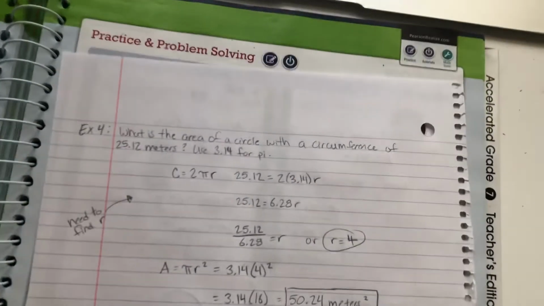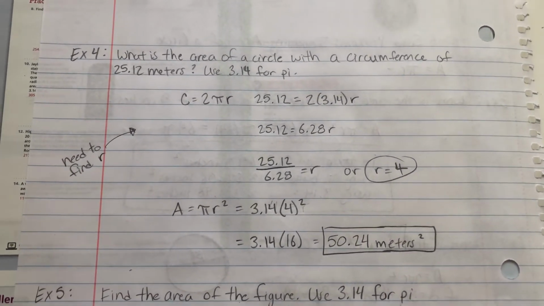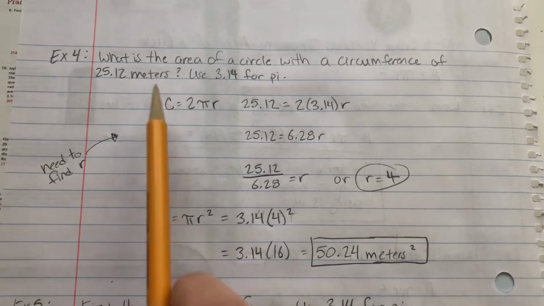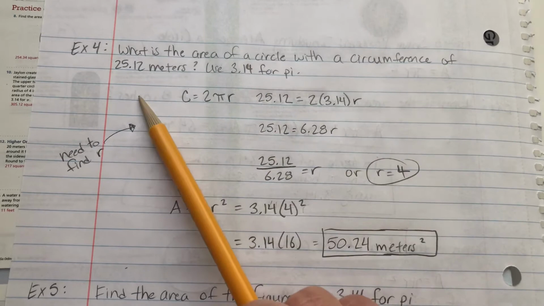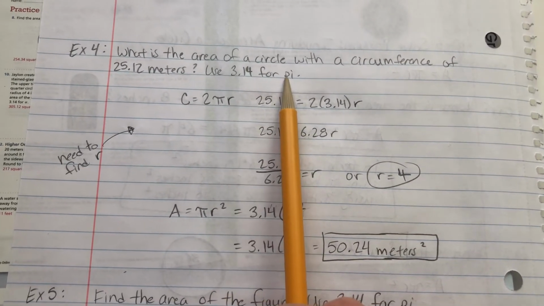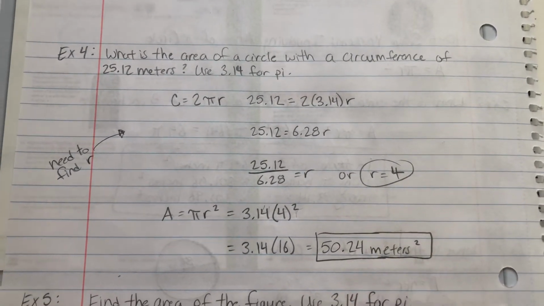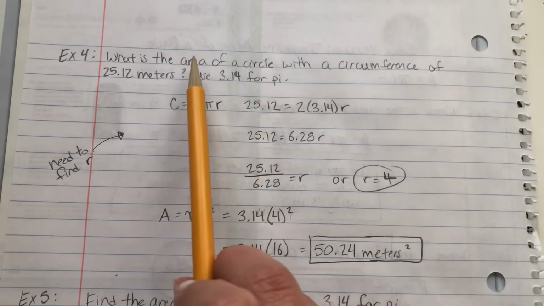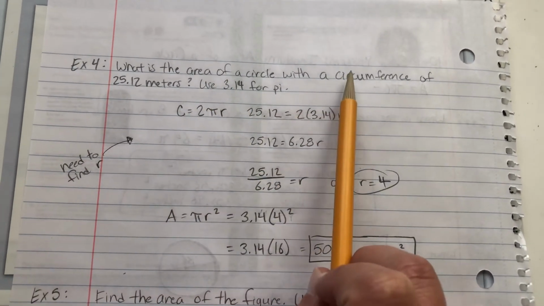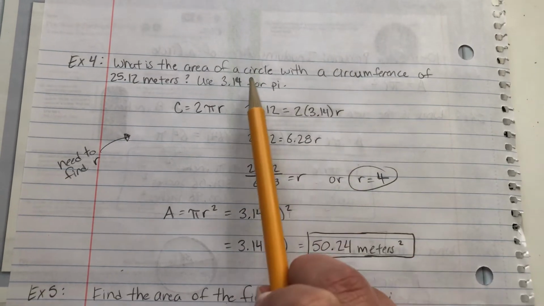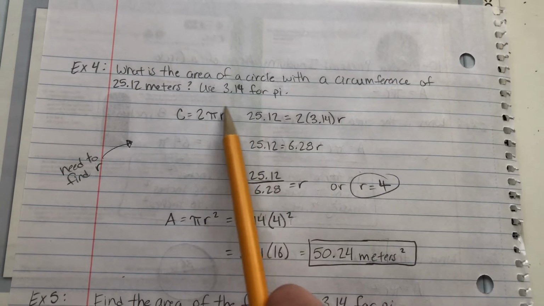All right, moving on, the next type of example that we have is incorporating circumference with area. So in example 4, what is the area of a circle with a circumference of 25.12 meters? And again, we're going to use 3.14, and that's going to just make it so that our values are a lot nicer. Well, if our ultimate goal is to find area, we need to know radius. So we're going to use circumference and work backwards to find radius. So this was one of the problems we did in 10.5.